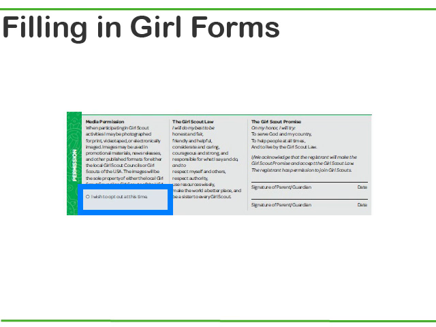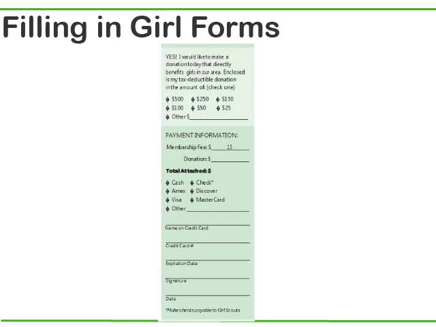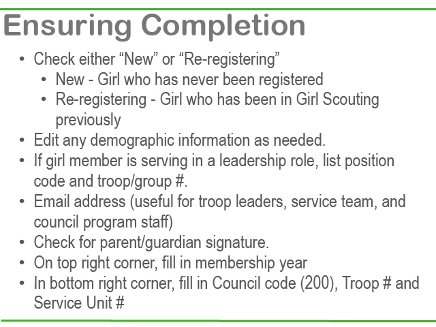In the next section of the form, there's a permission section. This is where parents can opt out of having their child's photo taken. If the parents don't want their child photographed or videographed, all they need to do is check the box. The payment and donation section has been moved to the right-hand side of the form so that it's in a better location and parents are more able to locate the section and hopefully fill them out.